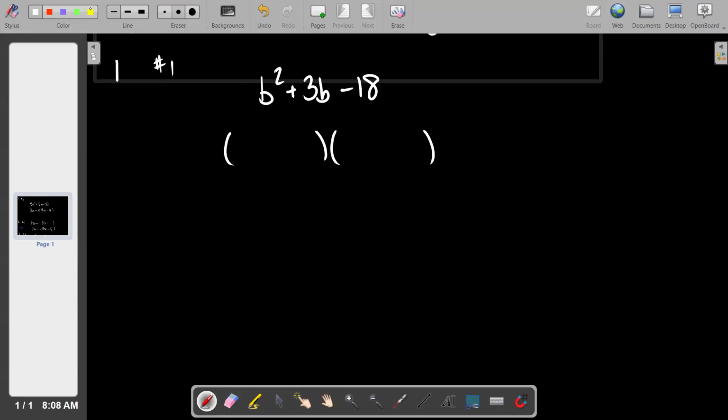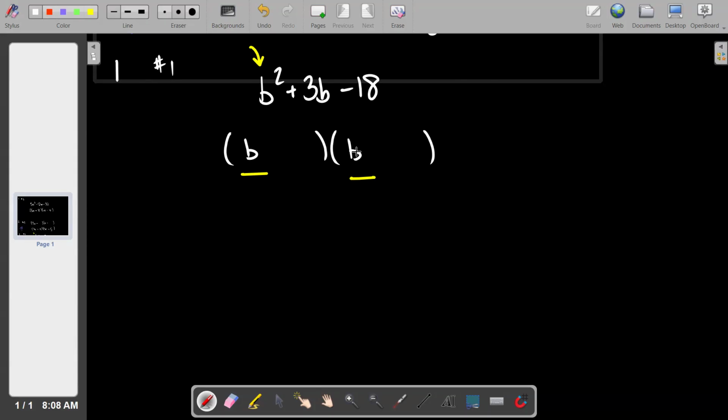And your first job, a million percent of the time, is to focus only on the term in the front. All you want to do is say, what can I put in these two blanks that will make b squared? And the only way to do that is to put a b and a b. Are you with me?